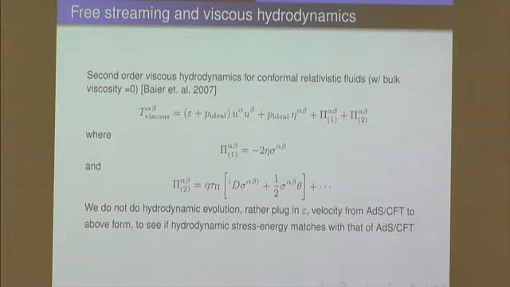So we don't do hydrodynamic evolution. Rather, we calculate the energy density and velocity from the AdS/CFT, and then we assume that if hydro would be valid, this is the equation that gives the stress tensor. So let's plug the values into this formula and see whether the resulting stress tensor at any given instant resembles what you get from reading off the metric profile.